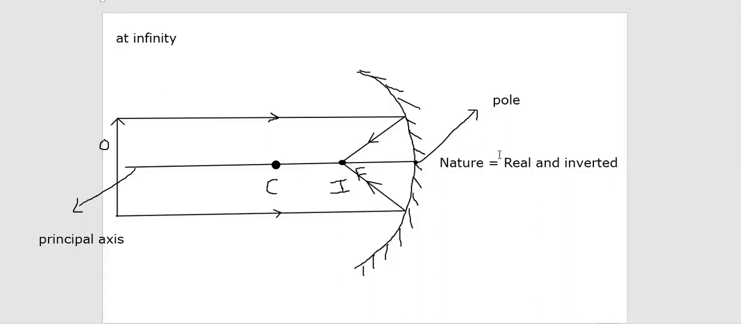If it is at the backside of the mirror, then we call that a virtual and erect image, right? As it is in front of the mirror, in the sense on the focus, we call the nature of the image real and inverted. Remember this one, okay?